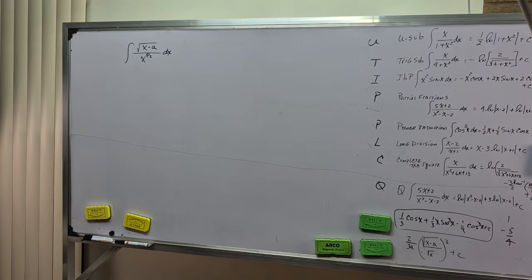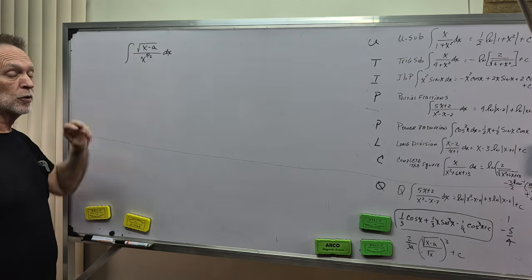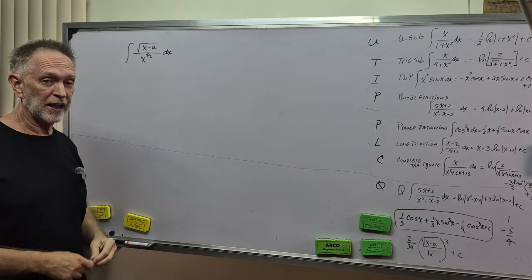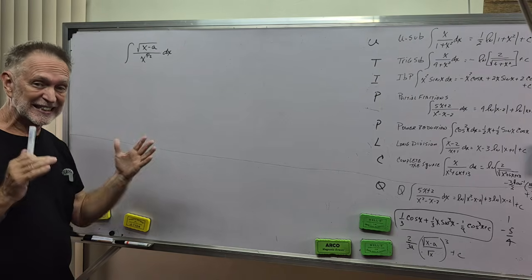Hey guys, Dr. Brown here, and tonight we're going to do the integral of the square root of x minus a over x to the 5 halves, integrated with respect to x.